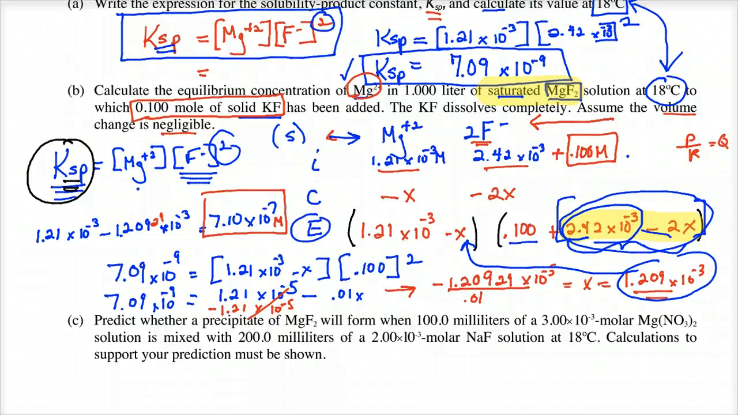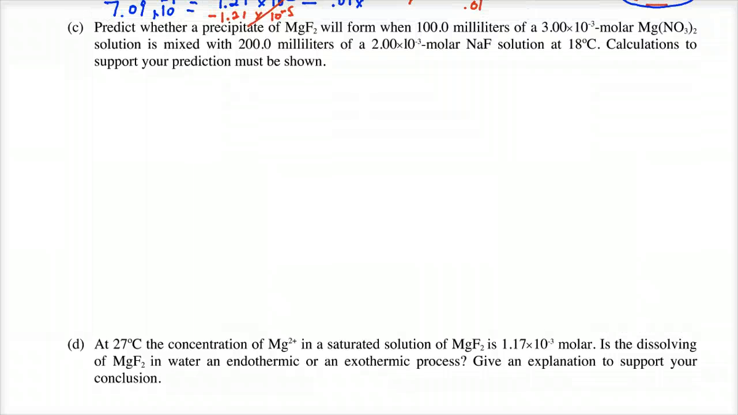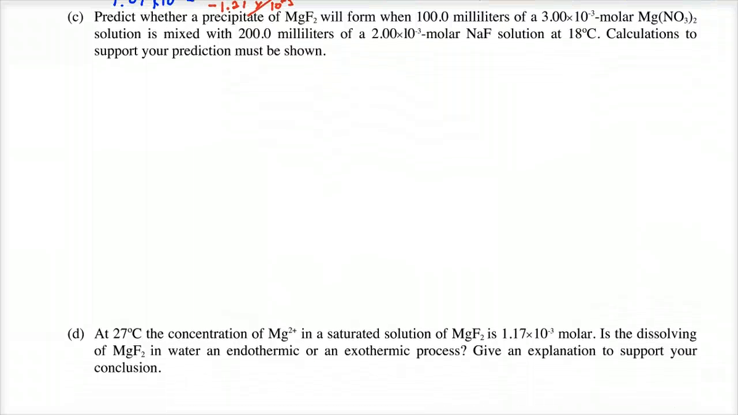Okay, and I'm going to stop there, I believe. But I would like you to try this C here. Now, in number C, they want you to predict whether a precipitate will form when 100 milliliters of a 3.00 times 10 to the negative 3 molar solution is mixed with 200 milliliters of this solution.